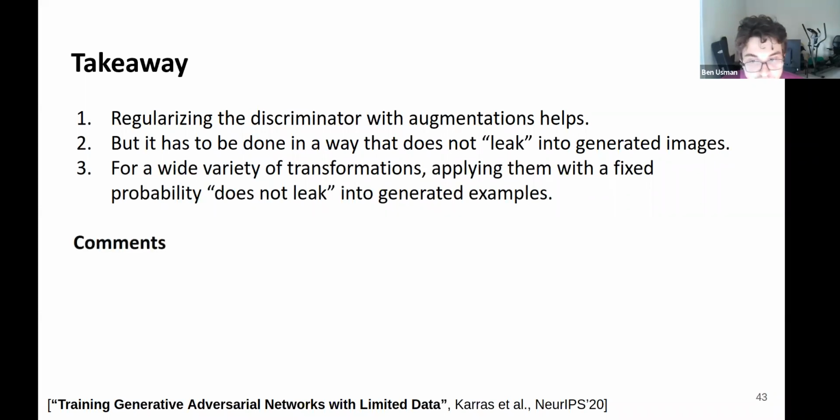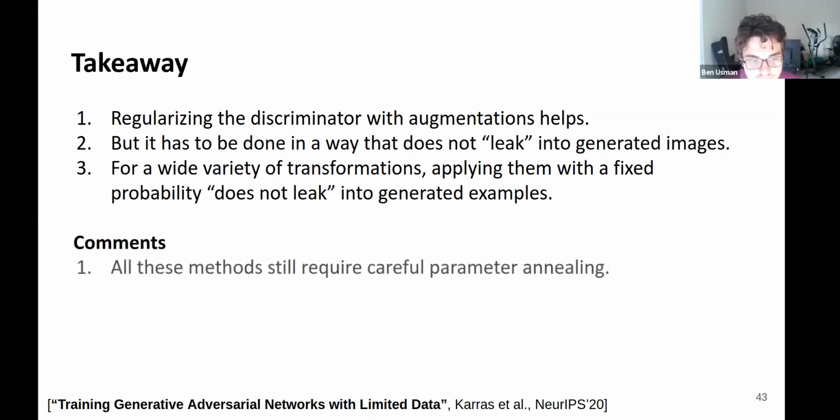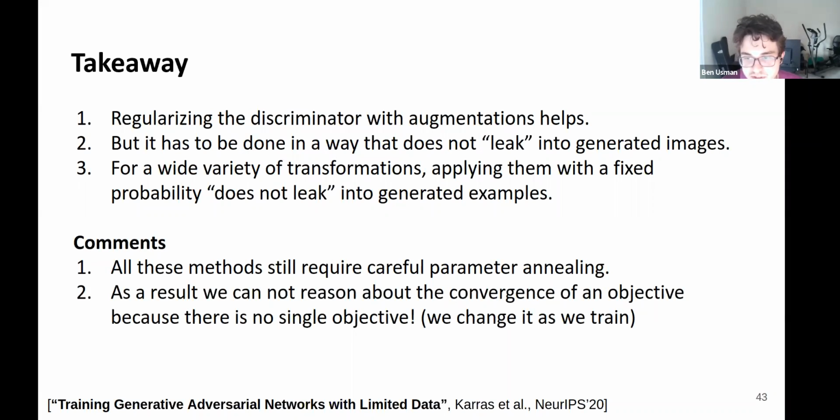Which is great, but adds an additional parameter that needs to be annealed, which is difficult. Moreover, since the objective function they are optimizing is constantly tweaked, any attempts at analyzing the convergence of these algorithms are most likely doomed because there is no single objective that they're optimizing.